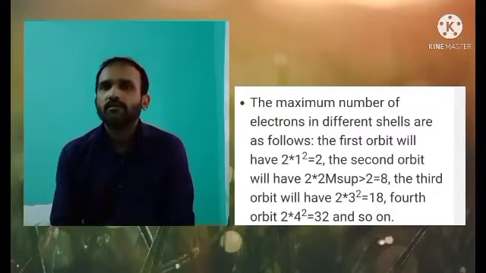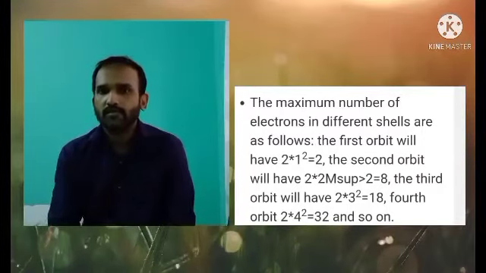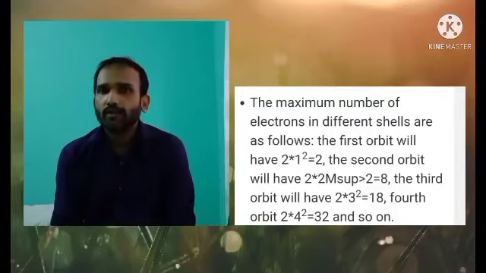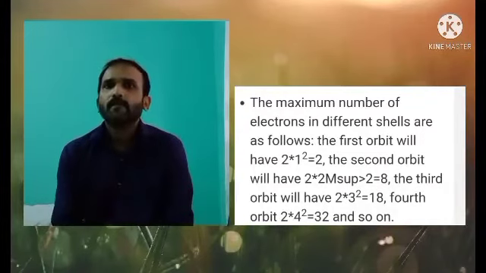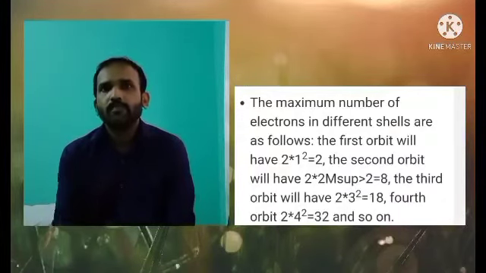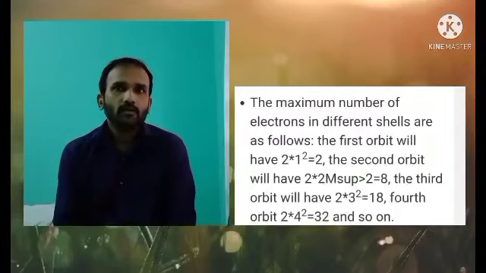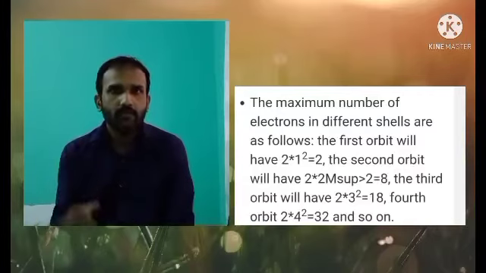The next orbit is called L. Its n value is 2. So the total number of electrons that can be occupied in this orbit is 2 into 2 square, that is 2 into 4, that is 8. The next outermost orbit is M, and its orbit number is 3. So the total number of electrons which can be occupied in this orbit is 2 into 3 square, that is 2 into 9, that is 18.